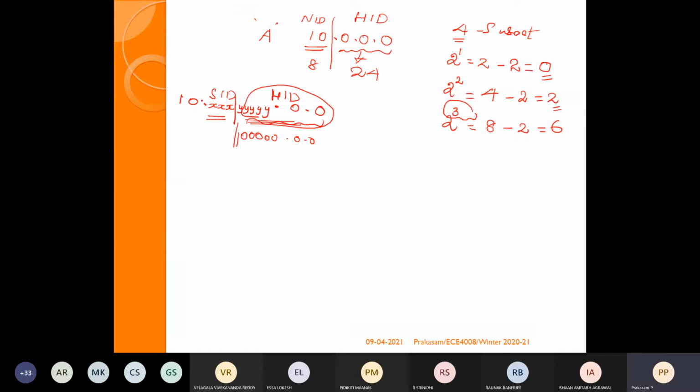So these 3 bits will vary from 0 0 0 to 1 1 1: 000, 001, 010, 011, 100, 101, 110, 111. So 1, 2, 3, 4, 5, 6, 7, 8.